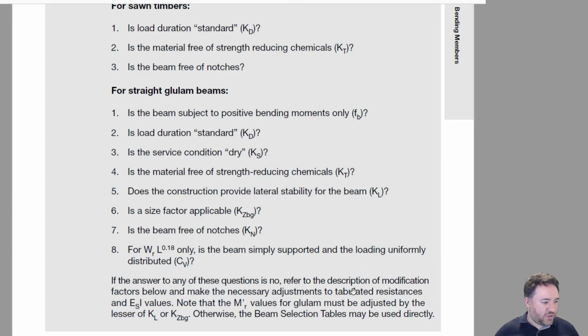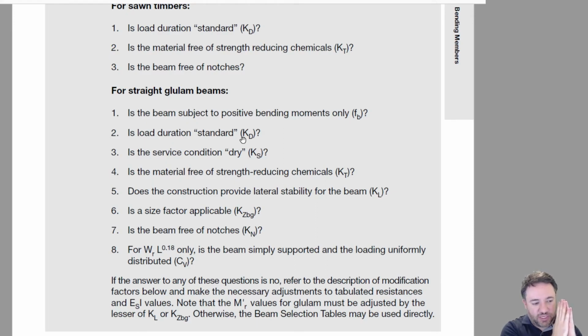Okay. So if the answer to any of these questions is no, look at the modification factors and make necessary adjustments to the tabulated resistances and EI values. So let's say my KD was 0.65 instead of 1. That means that the strength values in the table should be multiplied by 0.65, right? And that will give me the actual strength for a KD of 0.65 because the table values all assume that KD equals 1.